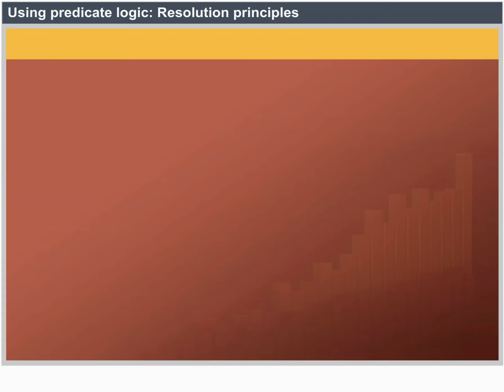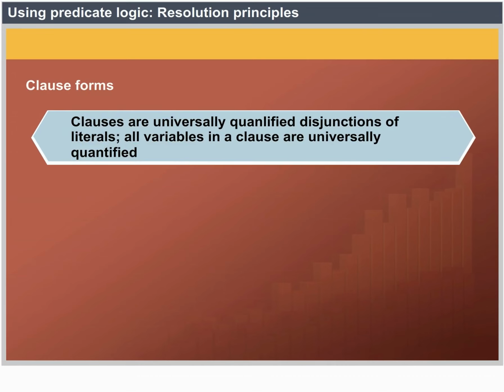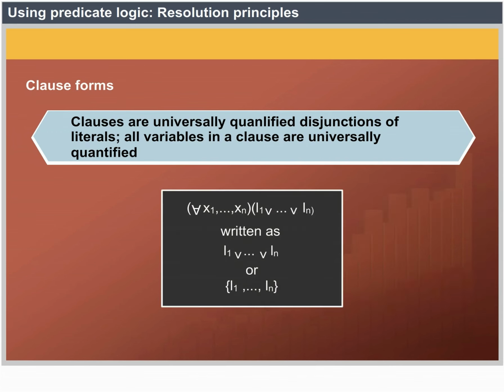Using predicate logic: resolution principle. Clausal forms. Clauses are universally quantified disjunctions of literals. All variables in a clause are universally quantified: for all x1 up to xn, L1 or up to or Ln, written as L1 or up to or Ln.